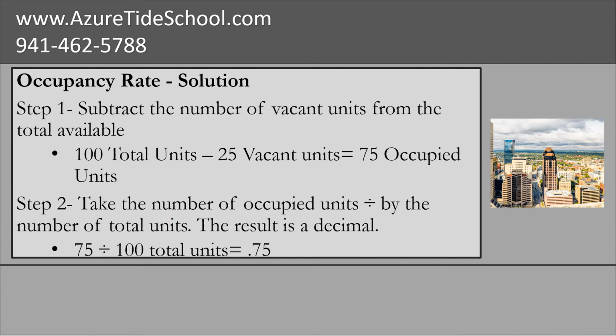Occupancy rate solution. Step 1. Subtract the number of vacant units from the total available. You have 100 total units minus 25 vacant units to equal 75 occupied units. Step 2. Take the number of occupied units and divide by the number of total units. The result is a decimal. So 75 divided by 100 equals 0.75.